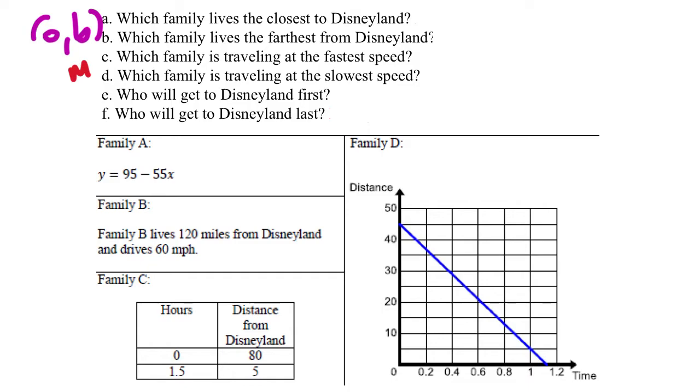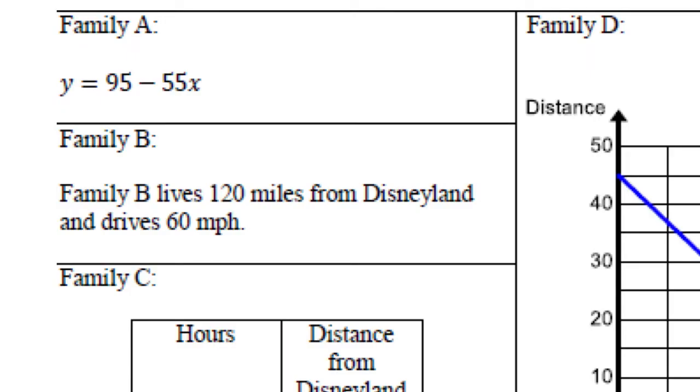We'll get to those. So family A, I would actually change the way this equation looks so it's in slope-intercept form, y equals mx plus b. We can see the m here is negative 55, negative 55x, and then would have positive 95. Okay, so I just changed the format a little bit. I just switched the two terms. But this also tells us the rate they're going, m, which is 55. I should put this down here, 55 miles per hour.